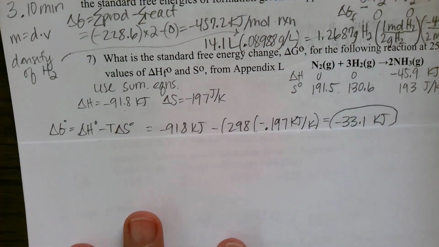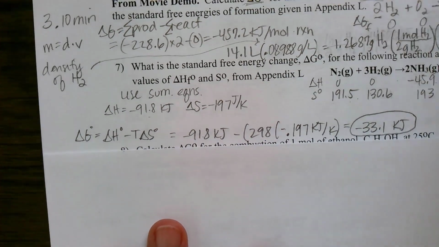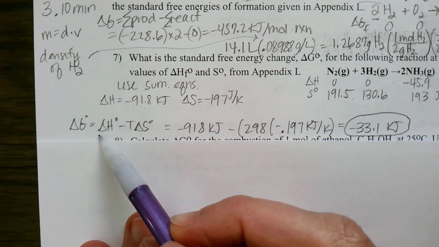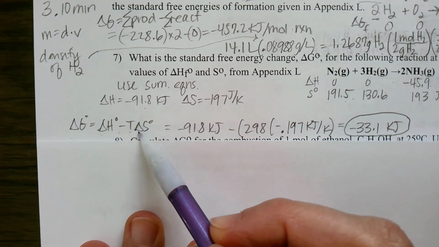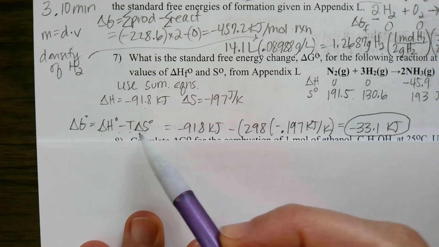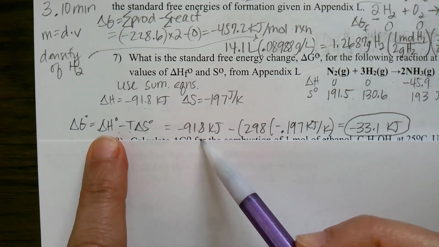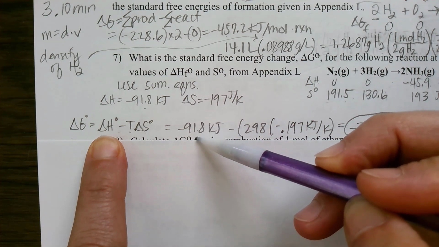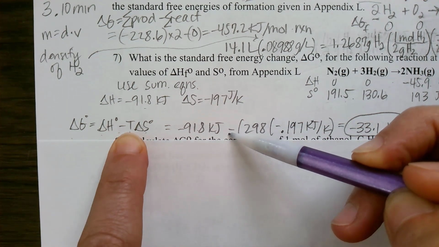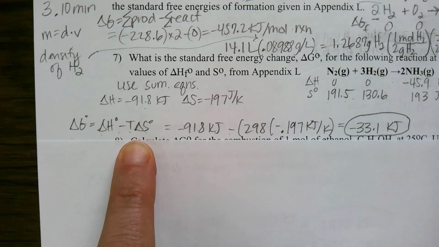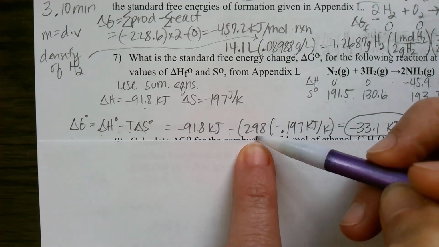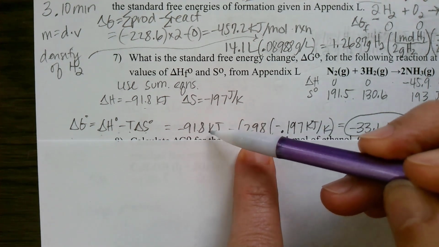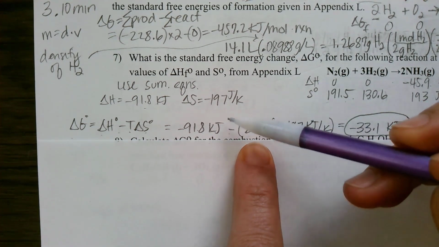Then I can find delta G, because delta G is equal to our delta H minus T times delta S. So I'm going to plug in my delta H, negative 91.8 kilojoules, and subtract my temperature, 25 degrees, but it needs to be in Kelvin, so 298 Kelvin. Now remember, I need to have matching values.